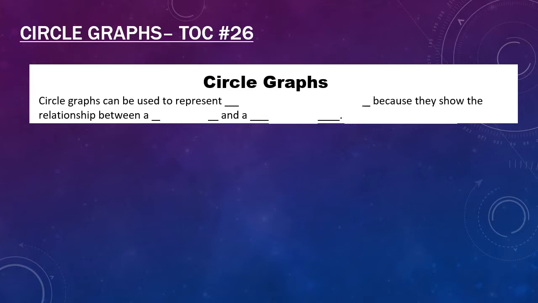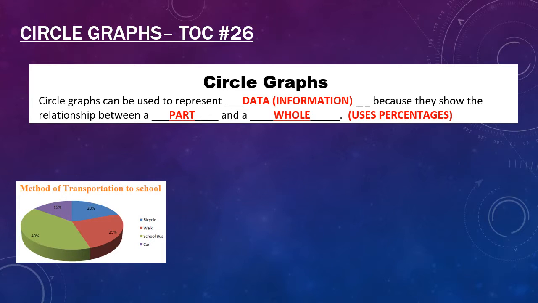Circle graphs, they're also called pie charts or pie graphs, can be used to represent data or information because they show the relationship between a part and a whole. And they also use percentages. So they're showing the part to the whole, not as a fraction, but in relation to a percentage. So the whole is always 100%. So let's look at these examples.